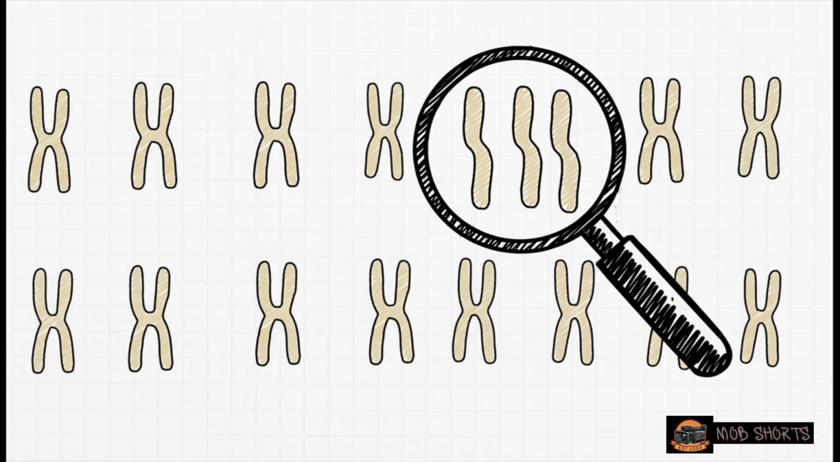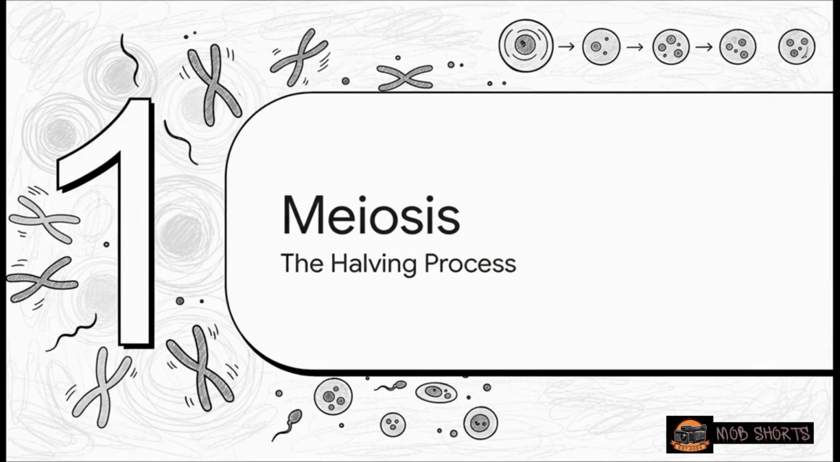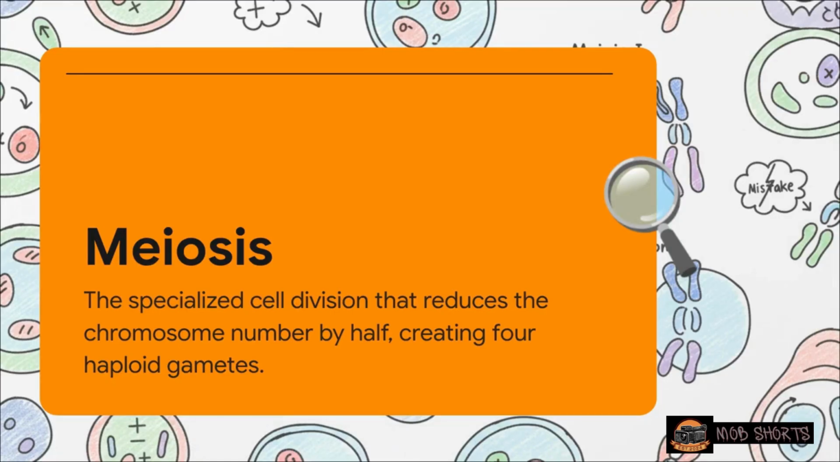So how does an error like this even happen in the first place? To understand the error, we first have to understand the rules of the game. And the whole thing hinges on a very special type of cell division called meiosis. This is the biological machine responsible for creating sperm and egg cells, and its number 1 job is to get the chromosome count exactly right. So what exactly is meiosis?